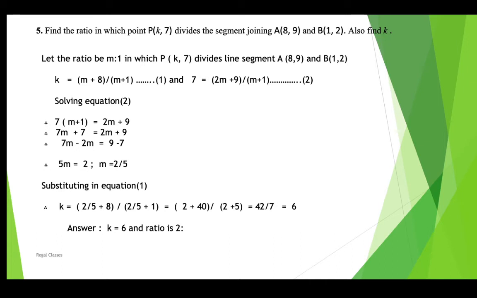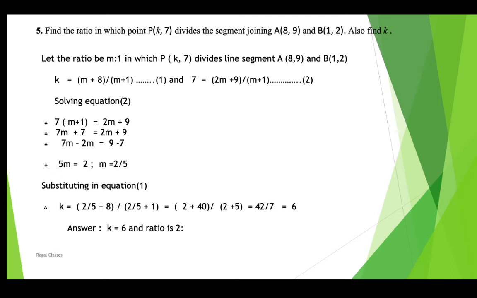Find the ratio in which the point with k as coordinate divides the segment joining these two. Also find k. Let the ratio be m is to 1. Whenever you are asked to assume the ratio, don't assume m is to n or a is to b, because then you get two unknowns. Here it's very simple. Assume the ratio as m is to 1. So 1 is straight away a fixed number, and you have to get only m. So it's very easy to calculate m.